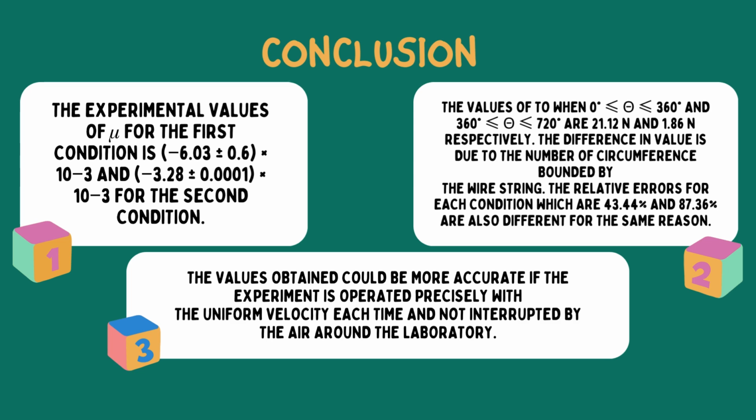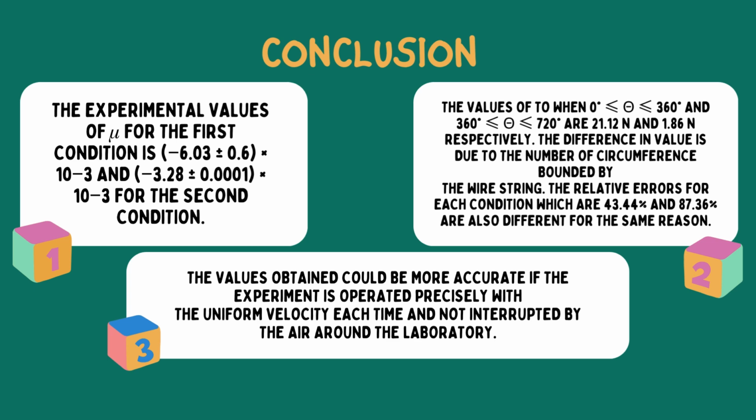Second, the values of T0 when the range is 0 degrees to 360 degrees and the range 360 degrees to 720 degrees are 21.12 Newton and 1.86 Newton respectively. The difference in value is due to the number of circumference bounded by the wire string.